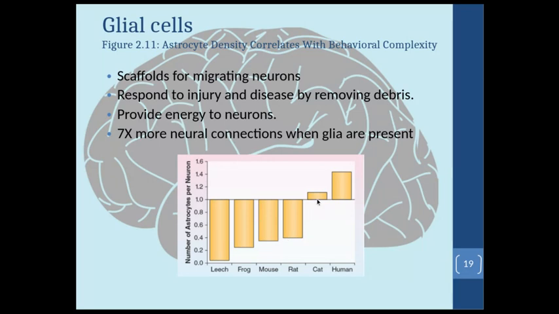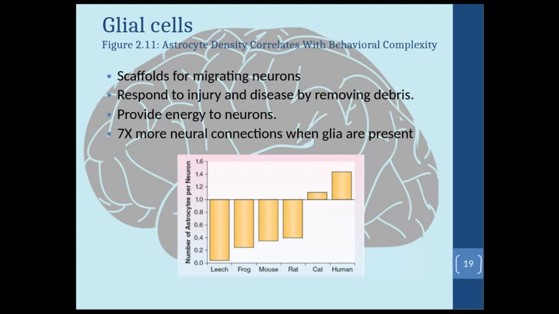In a cat, which has more complex behavior and can do a lot more things, you see 1.1. So a little more than 1 astrocyte per neuron. And in a human, we see about 1.5 astrocytes per neuron. So it's a much bigger ratio.